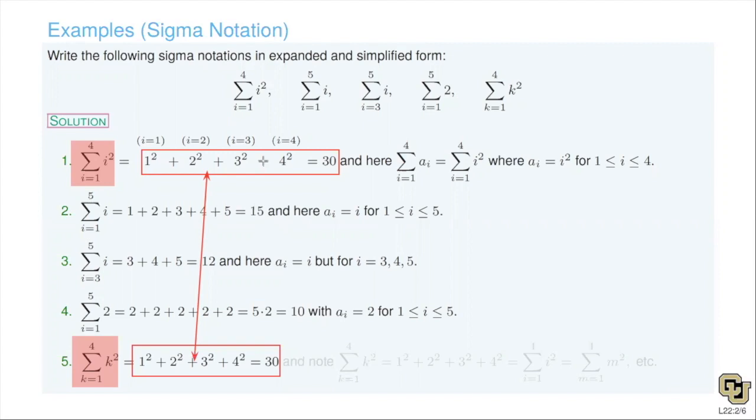At the end of the day, there are no i's or k's. There's just 1 squared plus 2 squared plus 3 squared plus 4 squared. We just have different ways of representing that. So here, the sigma notation of k squared, k going from 1 to 4, is the same as the sigma notation here, sigma of i squared, i going from 1 to 4. That's the same as sigma of m squared, m going from 1 to 4.